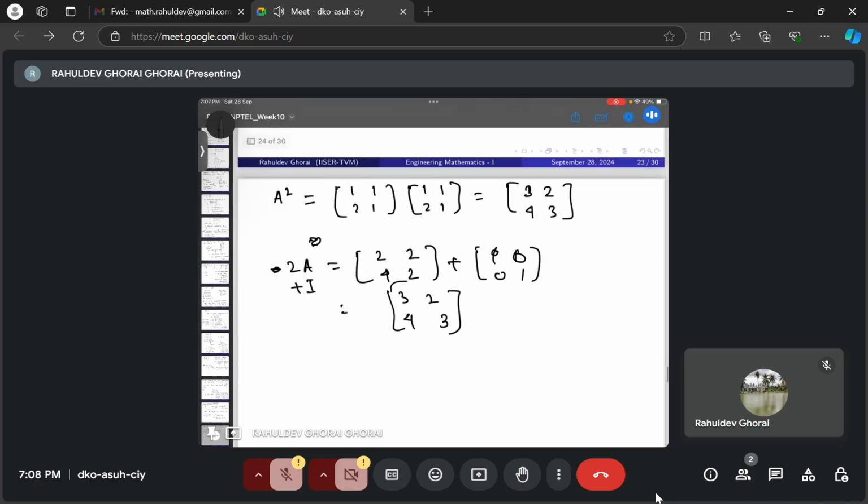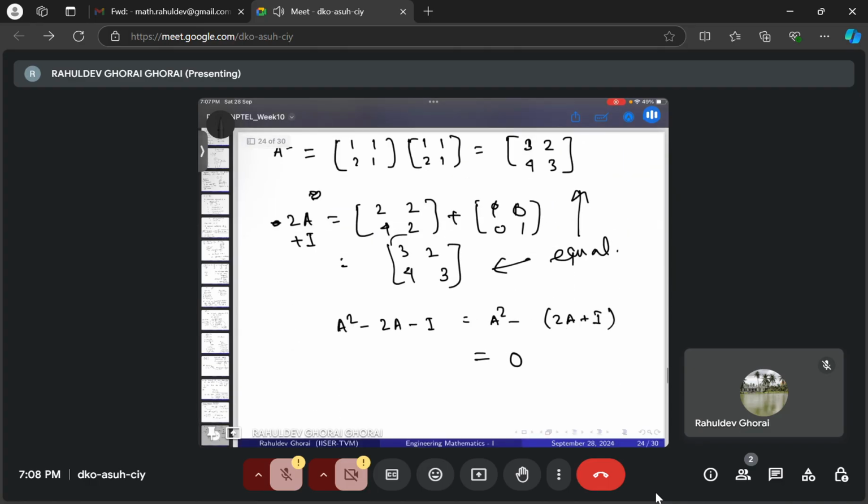Now if you take A squared minus 2A minus I, that will be the zero matrix because this and this are equal, you can see, right? So the Cayley-Hamilton theorem says that A has to satisfy this, and that's what we just checked for a simple example, that it follows from what the Cayley-Hamilton theorem says.